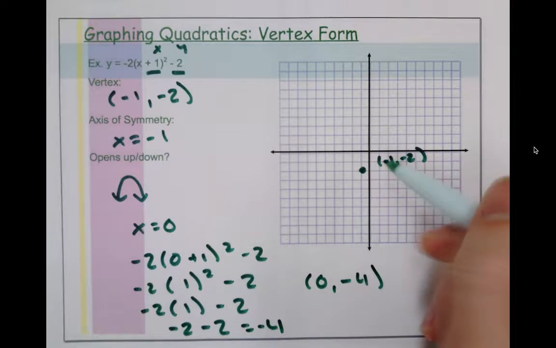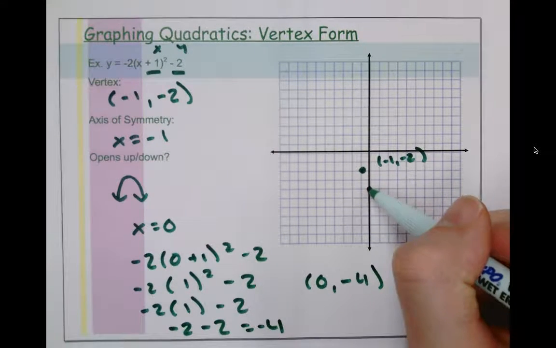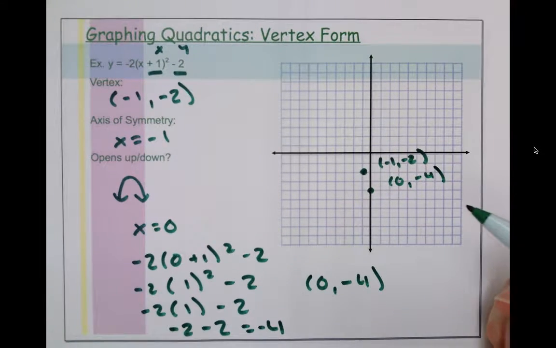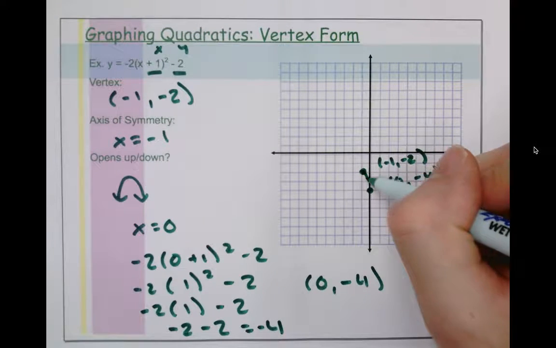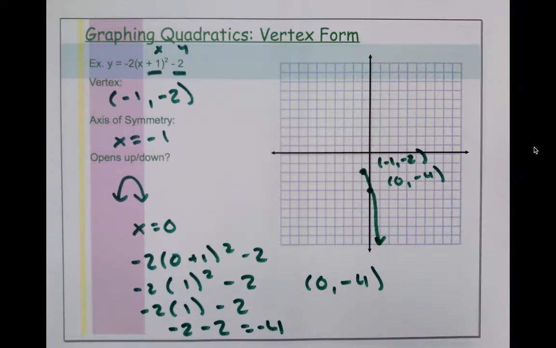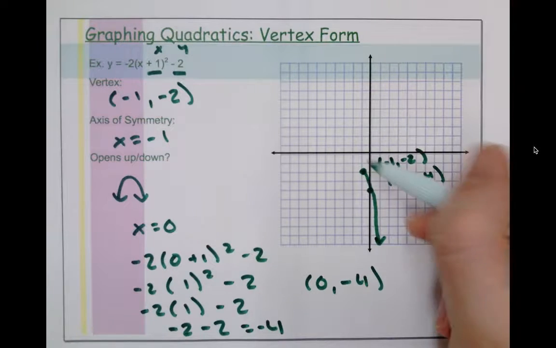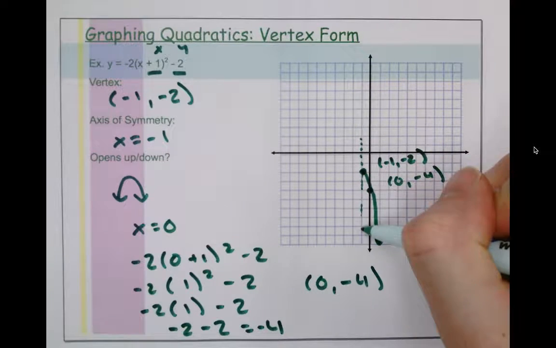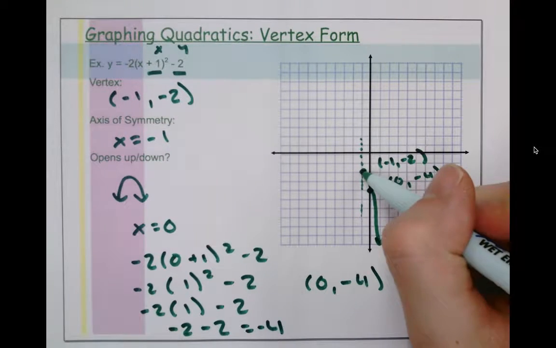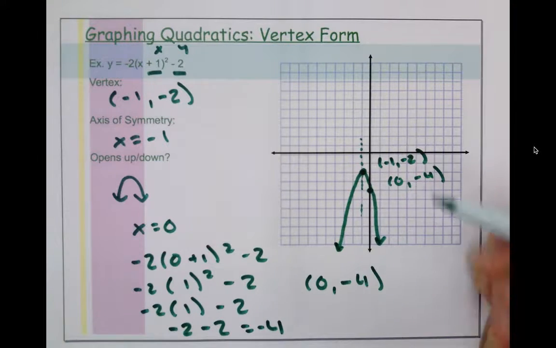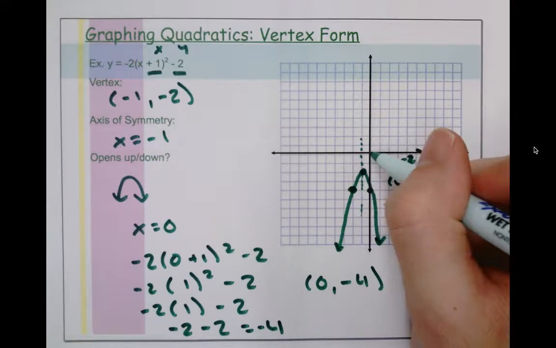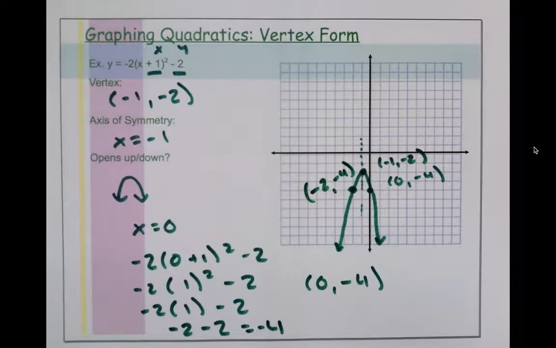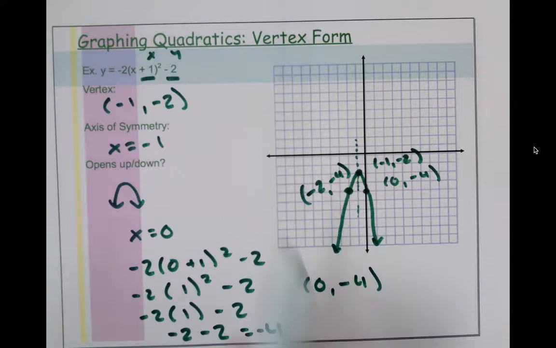And I'm going to go ahead and plot that. 0, 1, 2, 3, 4, right here. So I'm going to draw that. Label this 0, negative 4. And from here, this is my vertex. This is where my parabola starts. So I can go ahead and draw that. And just like last time, we have our axis of symmetry running through all values where x equals negative 1 along this line. So I know I can flip that across, have something that looks like this. It should be going through this point of negative 2, negative 4 as well.